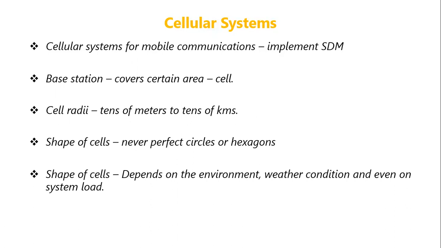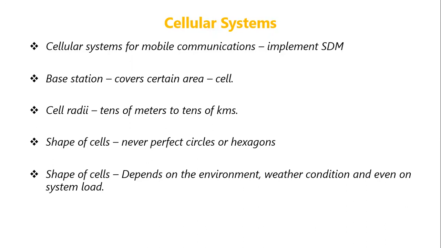Mobile station within the cell around a base station communicates with this base station. Mobile station means mobile phone. The mobile phones that are within the cell around a particular base station will communicate with that base station, and the base station in turn will communicate with the respective mobile device. This is how cellular communication works.